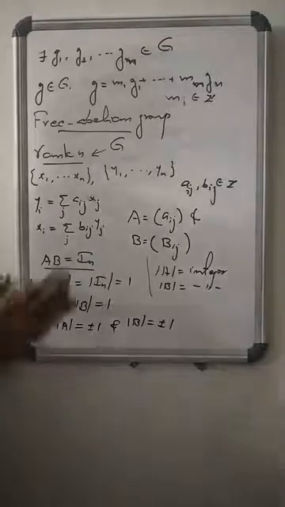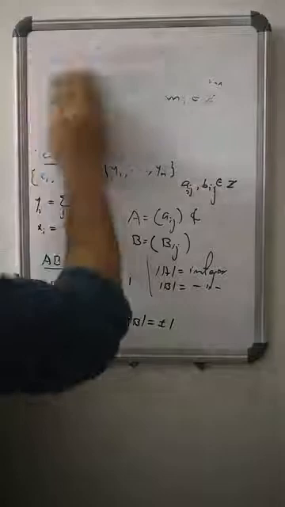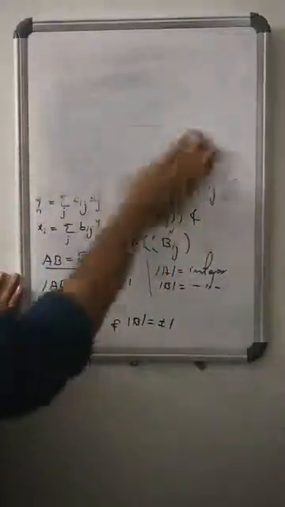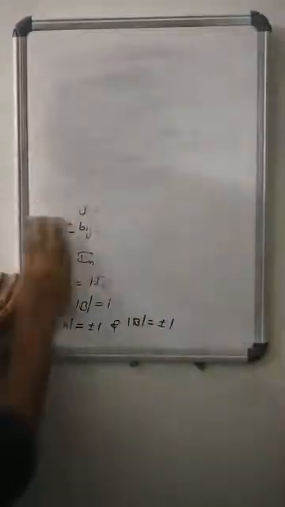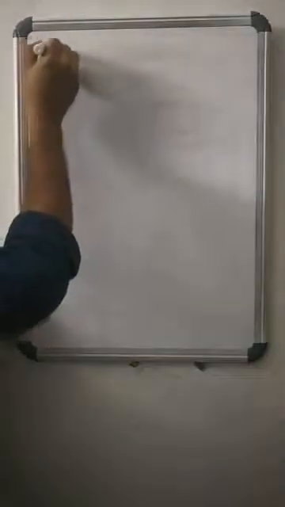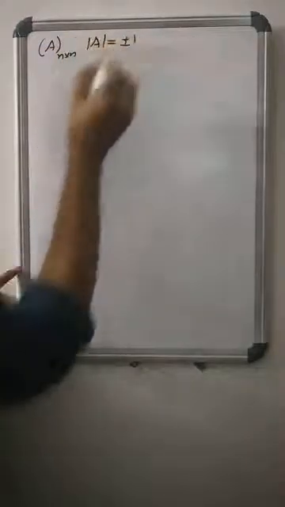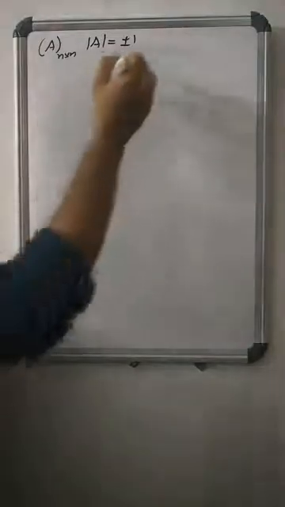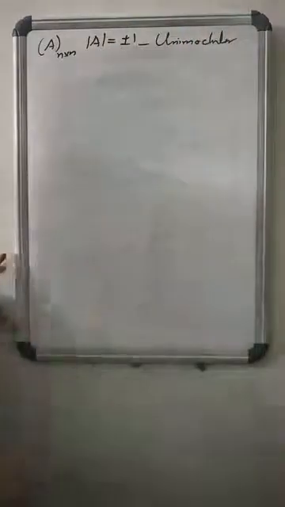So a square matrix whose determinant value is plus or minus 1 is said to be a unimodular matrix. Clear? A is an n square matrix with determinant A equals plus or minus 1. Consider matrix A, an n square matrix with determinant A equals plus or minus 1, then A is said to be a unimodular matrix.